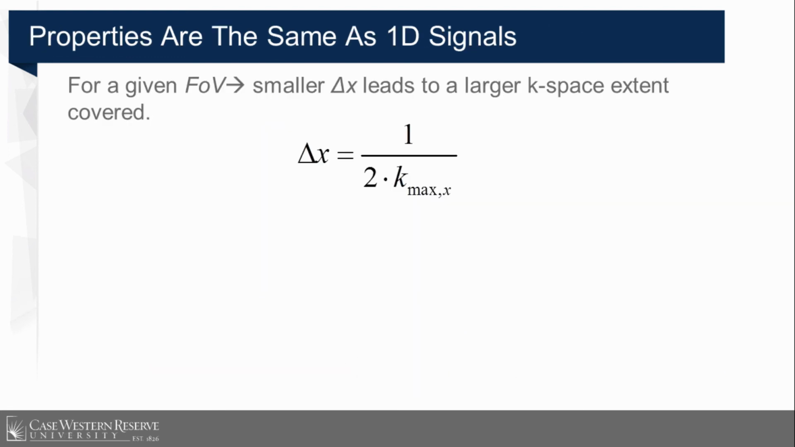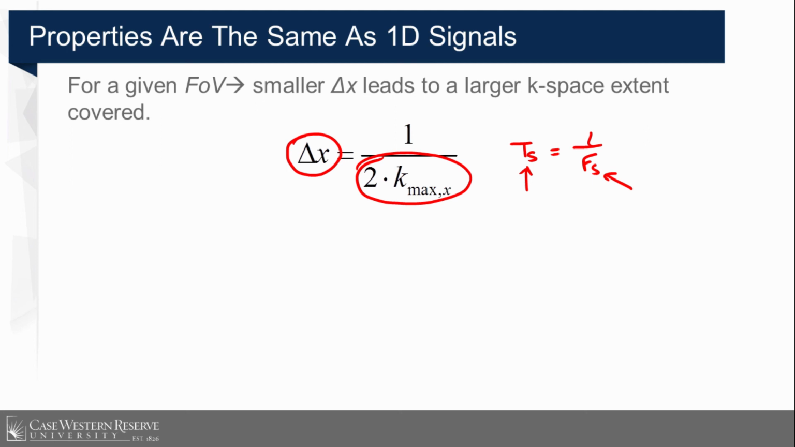All right, so again, let's summarize some of the properties of our images. These properties have the same relationships as our 1D signals, but we just have to think about them very carefully to understand the connection between the imaging properties and our signal properties. So first of all, for a given field of view, the smaller the delta x, the higher the resolution, the larger the K-space extent will be. All right, so let's think about this in terms of our signals again. So delta x corresponds to Ts, and Ts equals 1 over Fs. So here, if we had a very short sampling interval, then we'd have a very high sampling frequency.